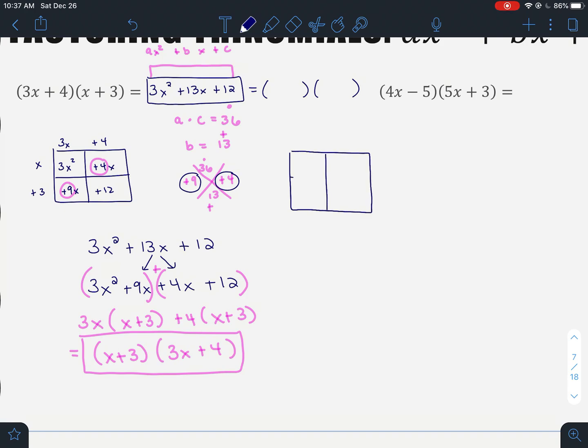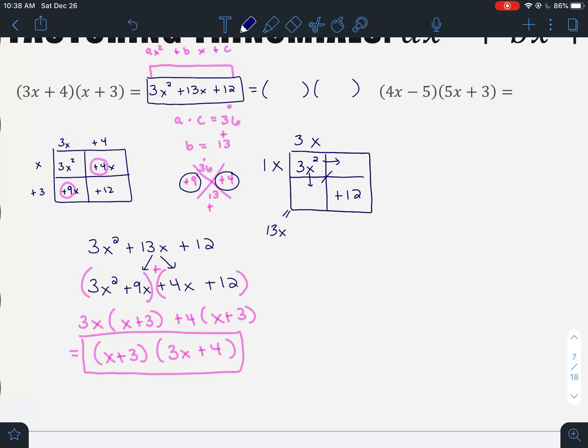Another way of doing this is you can guess and check. So if we made our box like we did on our previous problems, I know that the first box needs to be 3x squared, and that last box needs to be positive 12. But now notice, I know I need an x and an x, but I need to multiply to 3x squared. So I know I need a 3x and a 1x. These two boxes right here become 13x. So I know that I need two numbers that would make the 13, but it would be 3 times it and then 1 times it.